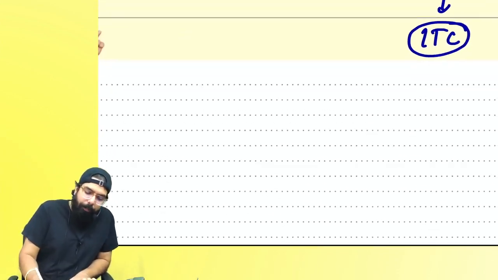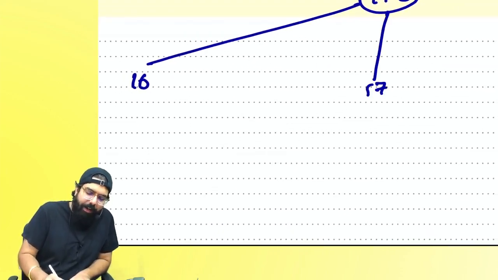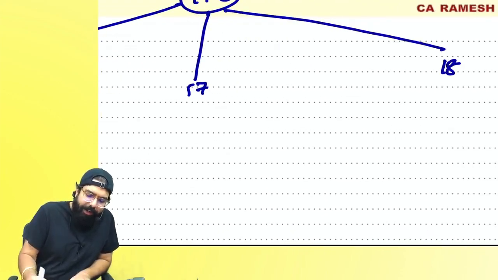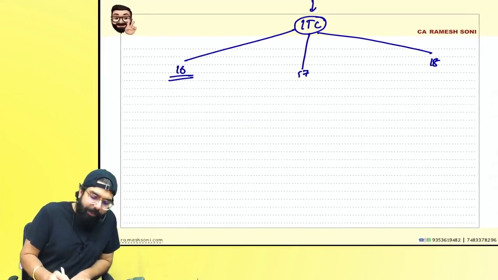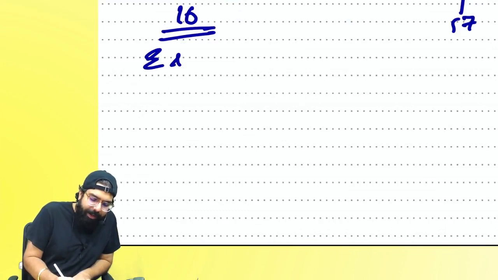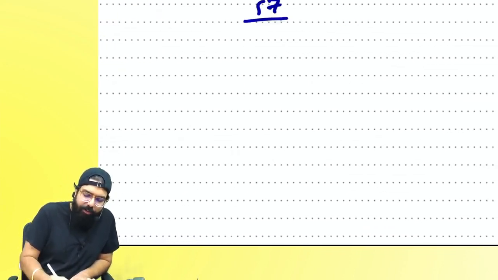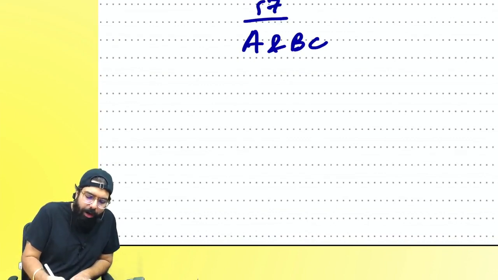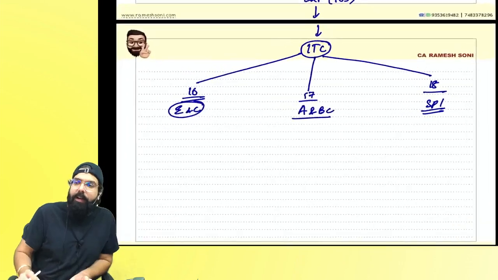Now, in the input tax credit chapter, we have section number 16, section number 17 and section number 18. Section number 16 says who are the people who are eligible. Eligibility and condition is told by section number 16. Section number 17 talks about apportionment and block credit. Section number 18 says special circumstances when you will get the credit.